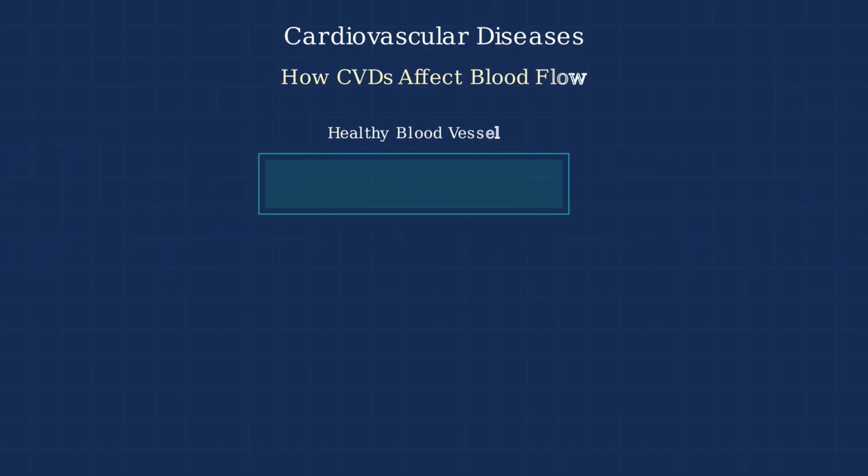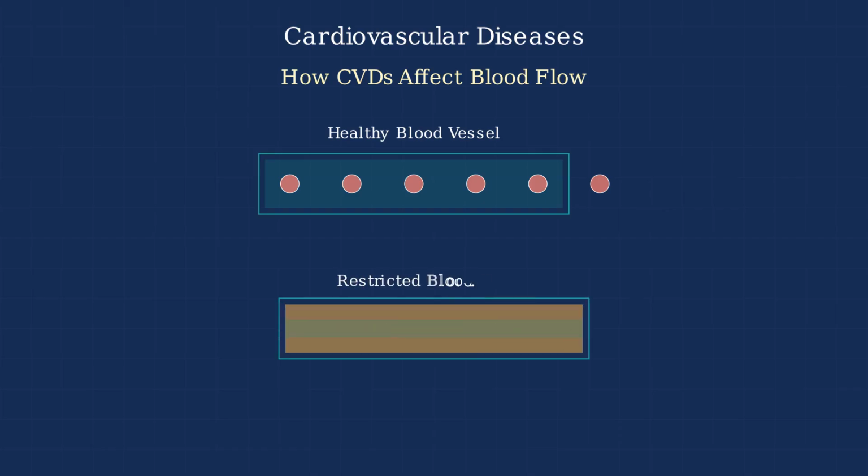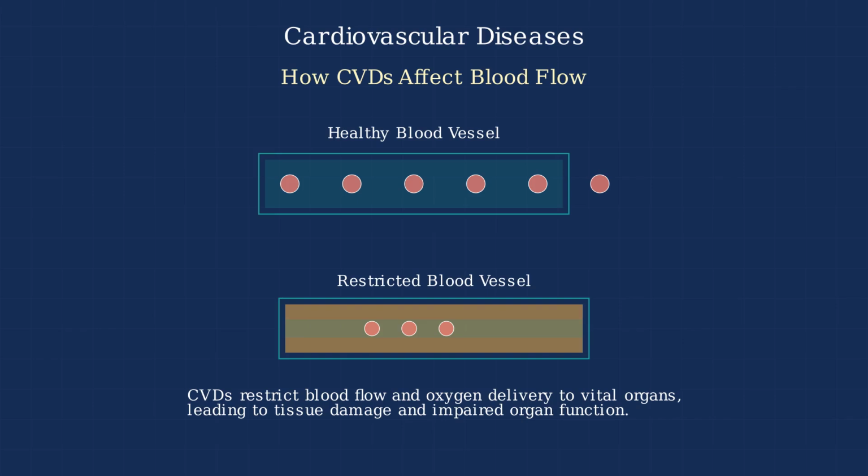Cardiovascular diseases affect how blood flows through your vessels. In a healthy blood vessel, blood flows freely. In a diseased blood vessel, plaque buildup and narrowing restrict blood flow, reducing oxygen delivery to vital organs. This restriction of blood flow can lead to tissue damage and impaired organ function.